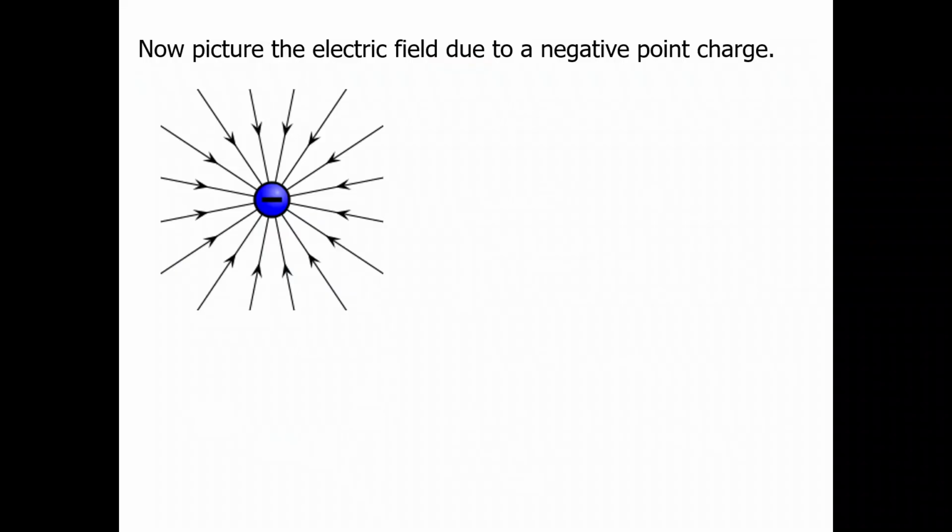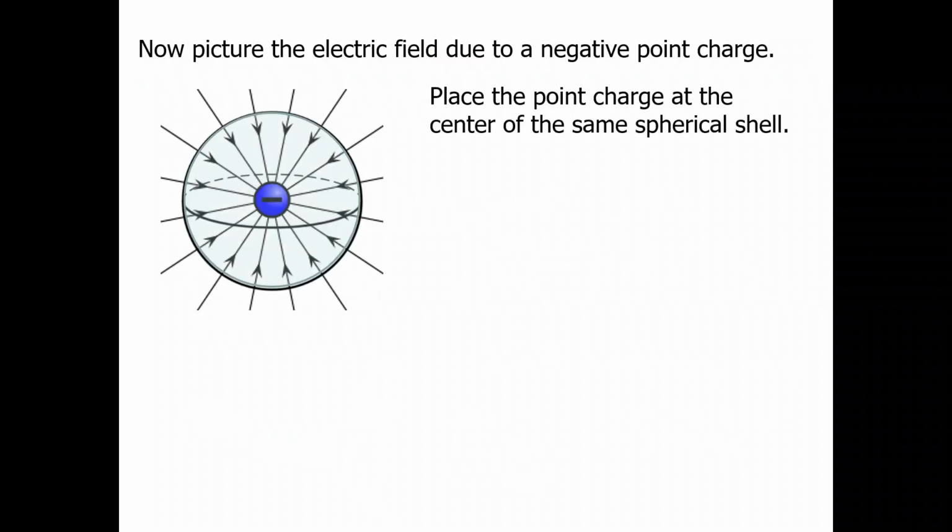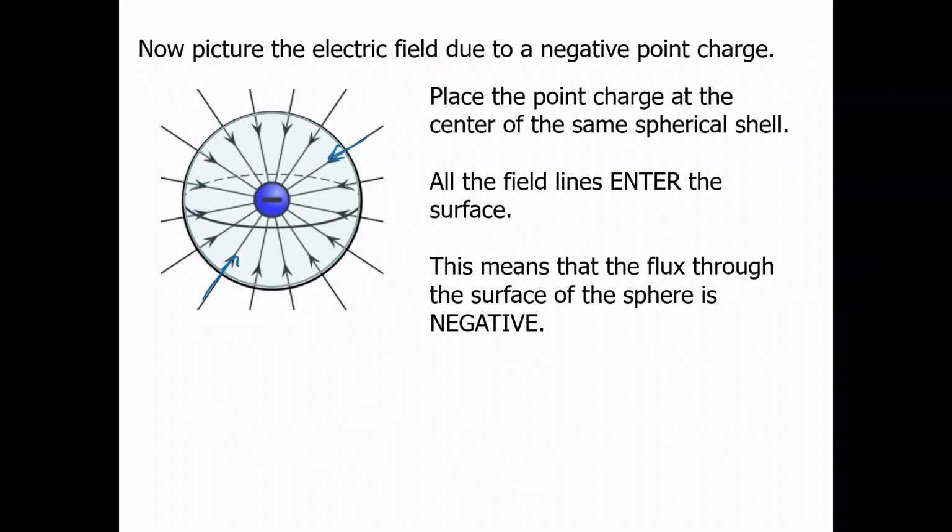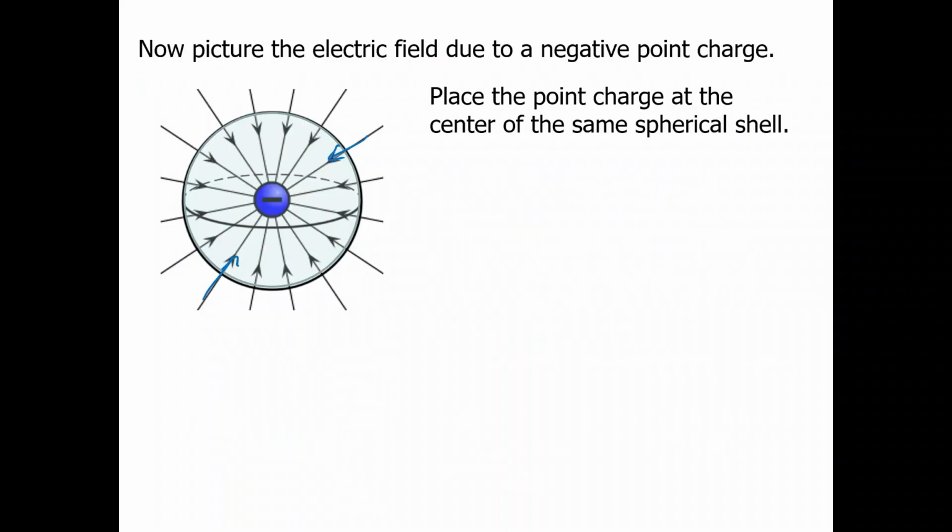Now, what if I had a negative point charge and I put that same sphere in place? Well, now all of these field lines are entering, okay? So that is now negative flux, okay? The field lines are entering the surface, so that is negative flux.